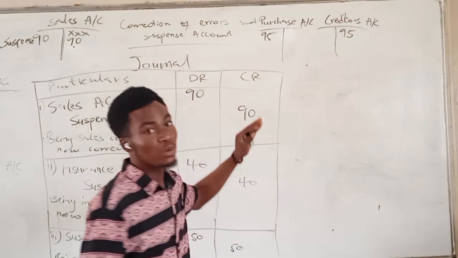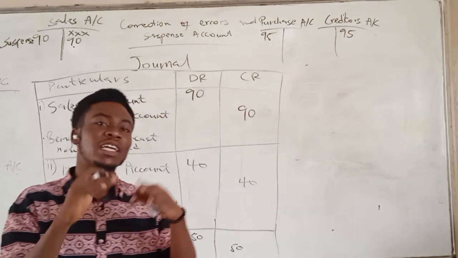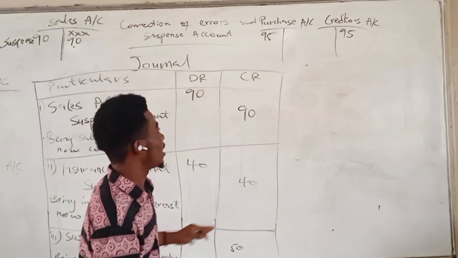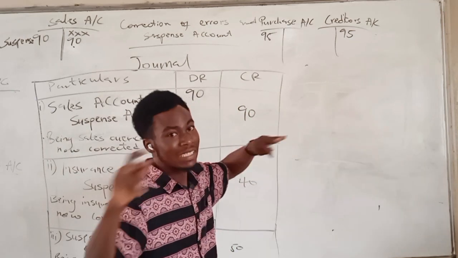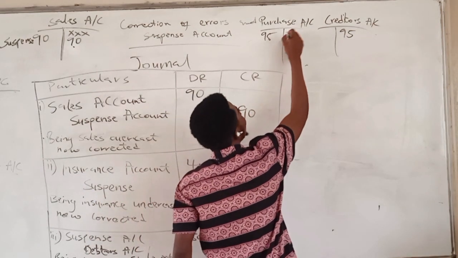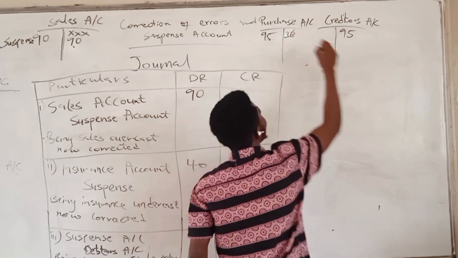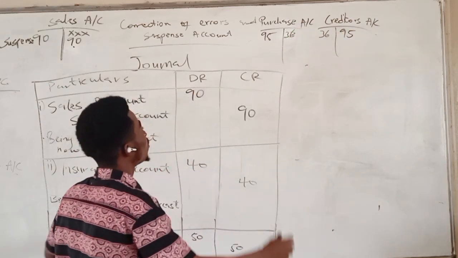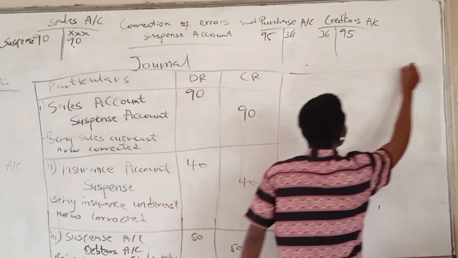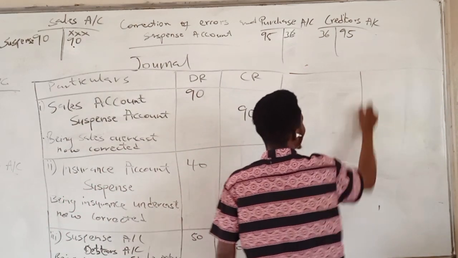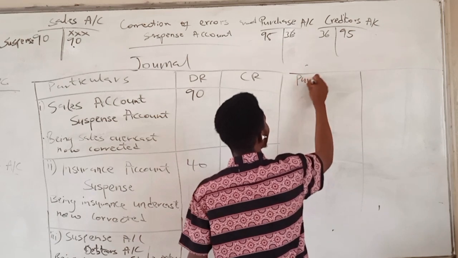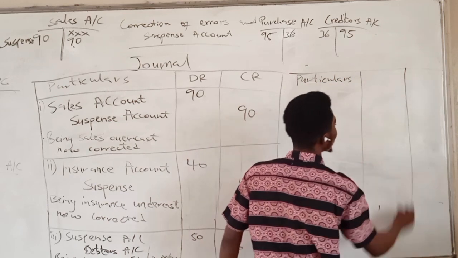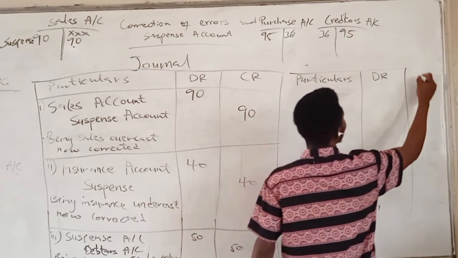Now we were supposed to do it 59. So now you are going to find the difference of 95 and 59, which is 36. And then we write it at the opposite side to cancel it out. So now we credit purchase with 36 and then debit creditors with 36. So when we go to the journal entry, let me continue here because that is it. We have debit and then credit.